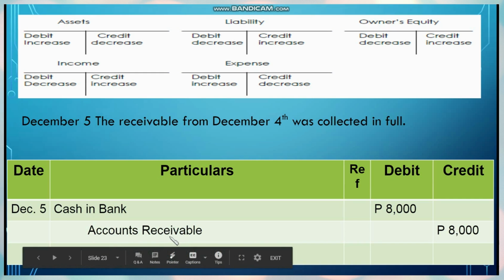If we collect it, that means the business received cash. So if we receive cash, that increases our asset, and we put it as a debit entry. So we debit cash in bank for 8,000 and we credit accounts receivable for 8,000.